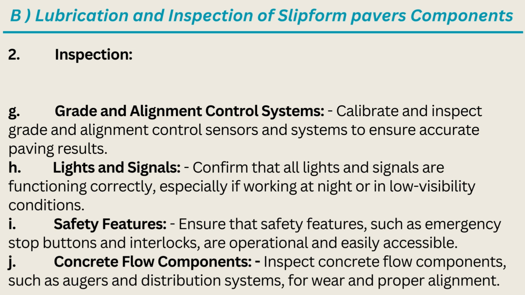H. Lights and signals. Confirm that all lights and signals are functioning correctly, especially if working at night or in low visibility conditions. I. Safety features. Ensure that safety features, such as emergency stop buttons and interlocks, are operational and easily accessible. J. Concrete flow components. Inspect concrete flow components, such as augers and distribution systems, for wear and proper alignment.